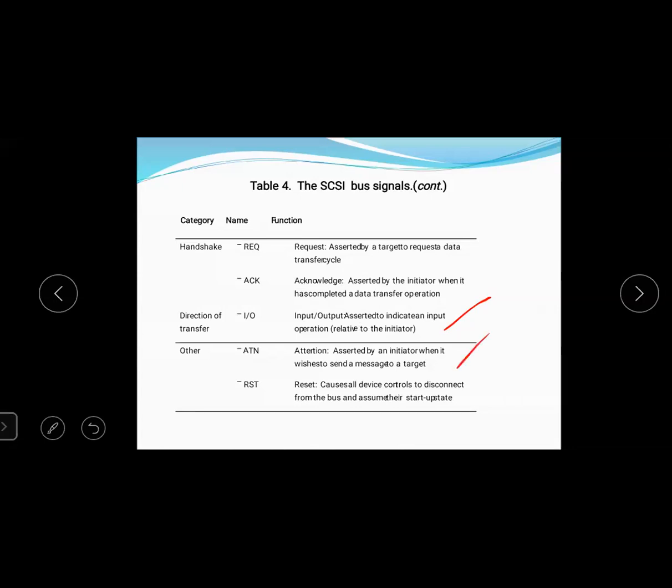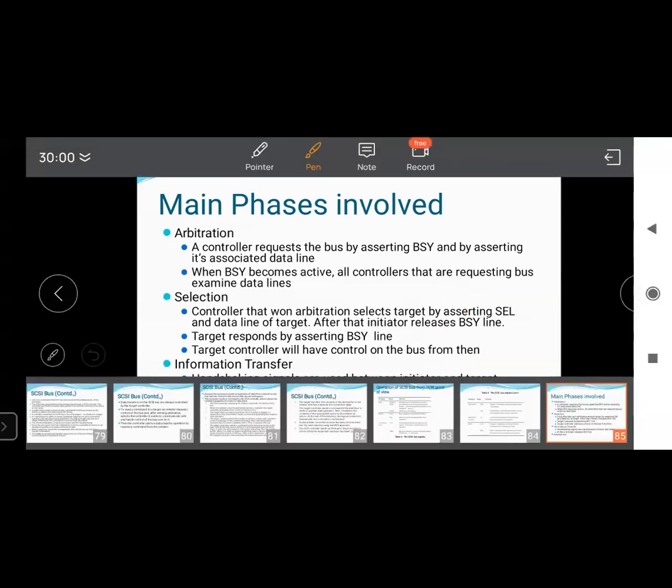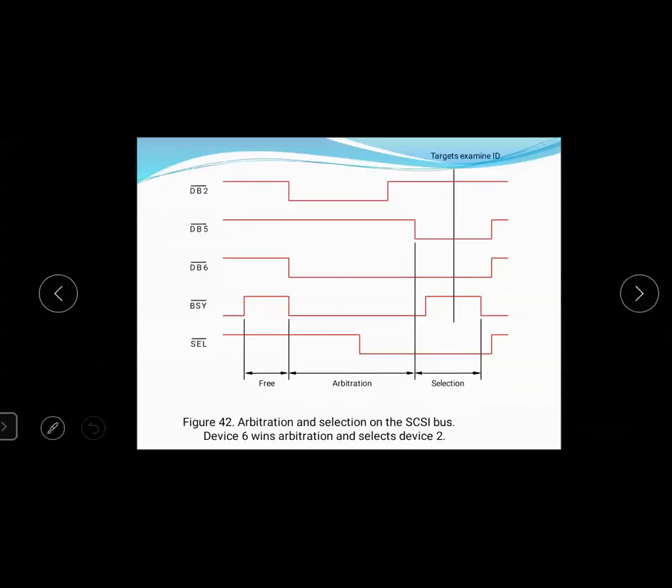The attention signal is activated by the initiator when it wishes to send a message to the target. And reset causes all the device controls to disconnect and go to the start-up state. All the devices will be reset by the RST signal. These are not required.